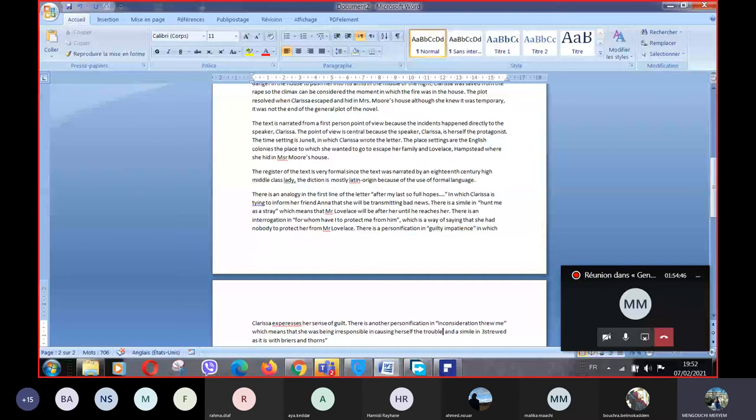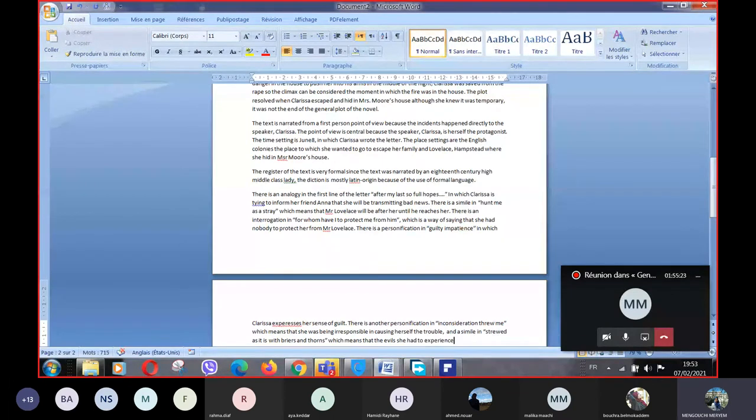Now, there is a simile in "strewed as it is with briars and thorns." Again, what does she mean by this sentence? She was about to explain the hurt that she hurt herself. Yes. Which means that the evils she had to experience were very harmful. Okay, they hurt her badly, just like thorns.